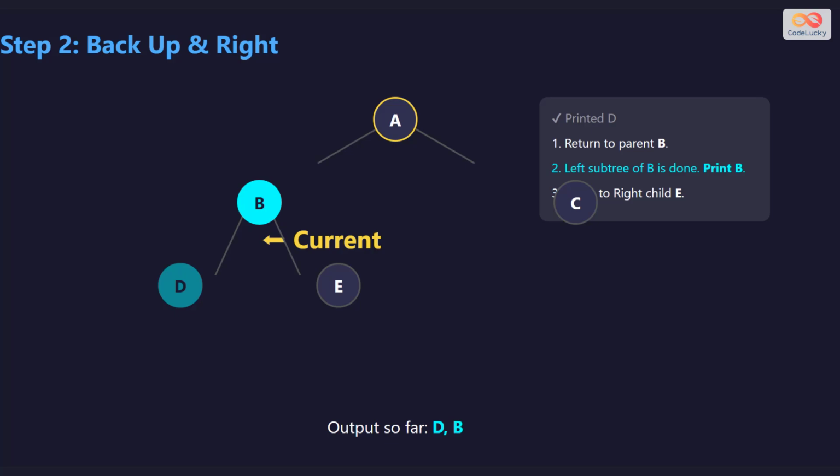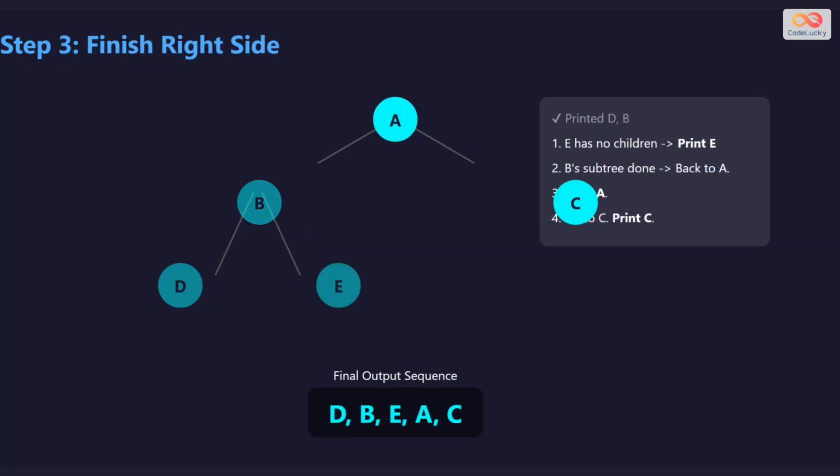We return to the parent, B. Now that B's left side is finished, it is B's turn to be visited. So we print B. The rule says left, node, right, so now we move to B's right child, which is E. E has no children, so we just print E. Now the entire subtree of B is done. We return all the way up to A.